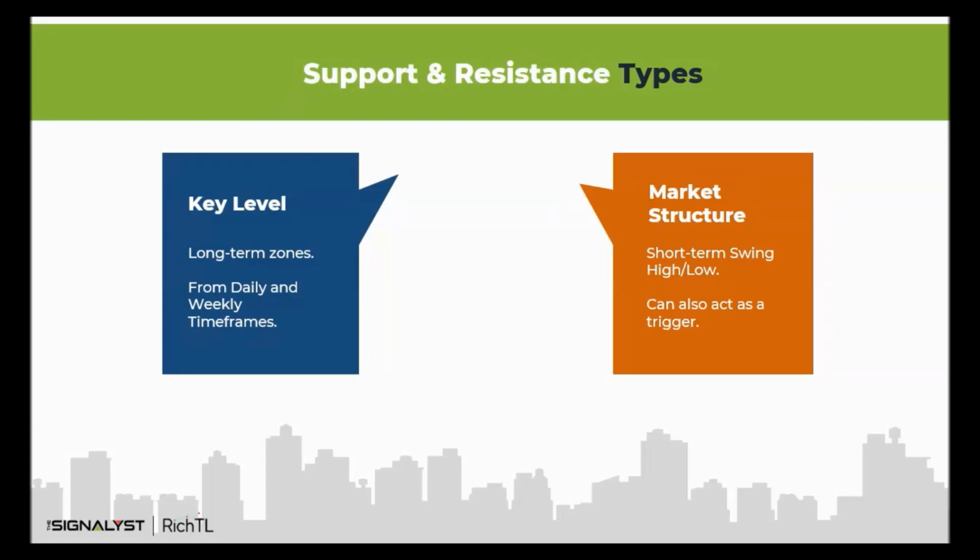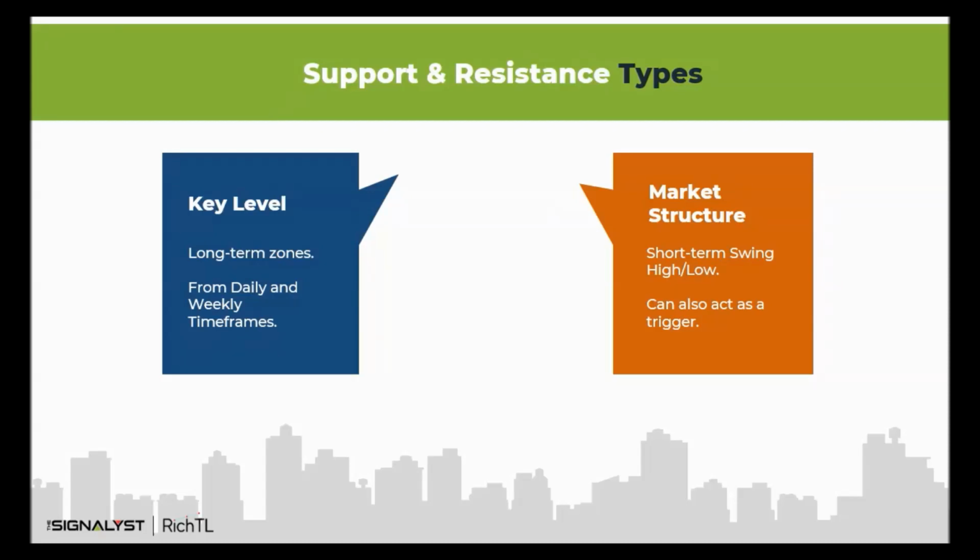So let's get started. As mentioned, we have two types of support and resistance, long-term and short-term. The long-term ones are what we call key levels that we can find on daily and weekly time frames, and we will use these key levels to look for potential buy or sell opportunities around it.